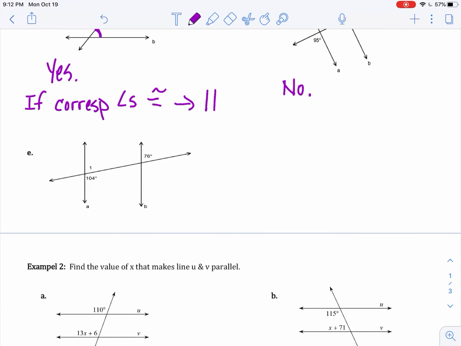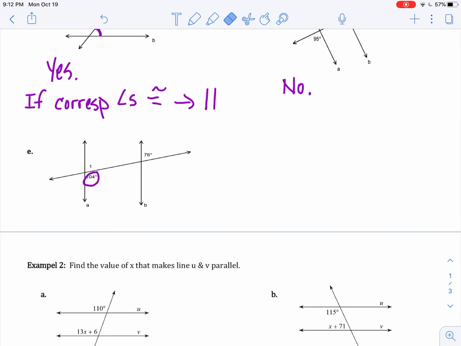All right, finally in example 1E, this 104 and the 76, that's no kind of relationship we've learned about. Those are not alternate interiors, because the 76 would have to be over here if it was an alternate interior. It's not corresponding. If it was corresponding, we'd need an angle over here, right? We'd need one in the same relative position as the 104. So in this picture, I actually don't have an angle relationship that I learned about in section 3.2.